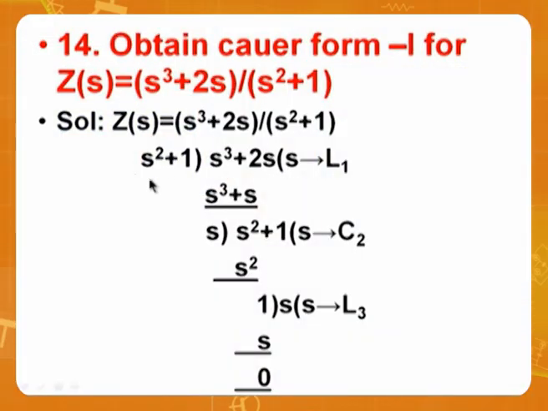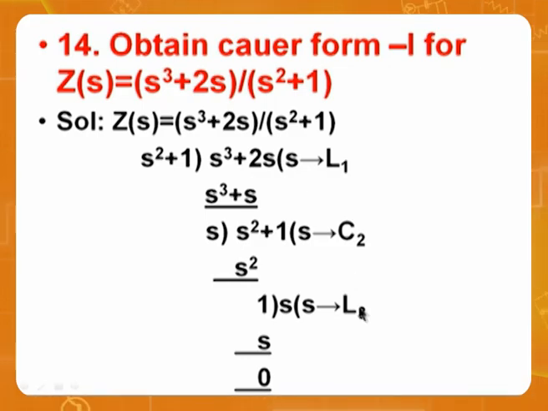Look here, s cube plus 2s is divided with s squared plus 1. Then what happens here? Put with s, s cube plus s. S cube cancels, s becomes s here. Bring this one here, then divide with s. S square cancels, 1 comes here. Then put this s here, s comes here, totally 0. The first element is inductor, the second element is capacitor, the third element is inductor.